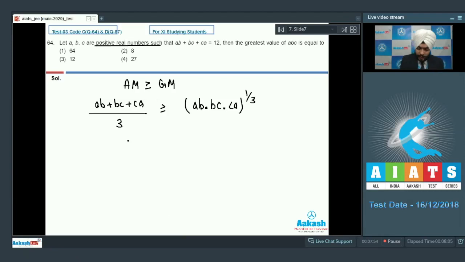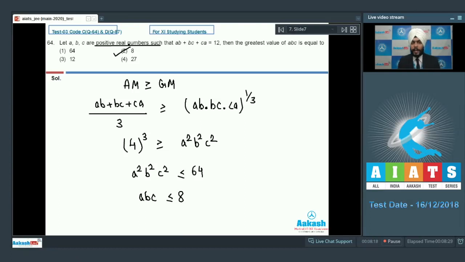This is 12 upon 3, that is 4 whole cube is greater than equal to A square, B square, C square. That means A square, B square, C square is less than equal to 64. We need the maximum value of the product ABC. We can see that ABC will be less than equal to 8. Okay, that means option number 2 is the correct choice. A very, very simple and straightforward application of AM-GM inequality for the set of positive numbers. Okay, let us move on to 65.